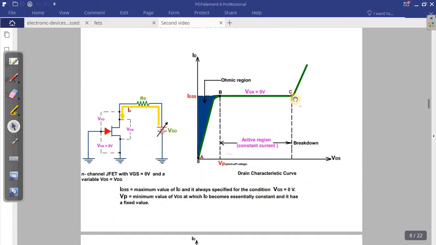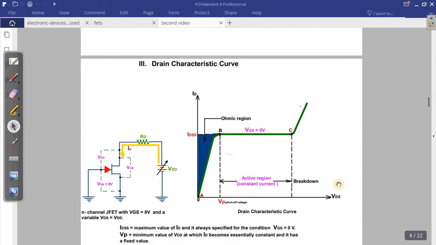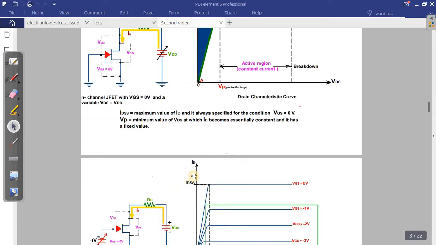So by getting to point C, what happened? This region will break down, so they call it the breakdown region. That can happen if the JFET gets damaged, where the JFET gets damaged by continuing to increase VDS, which is VDD.